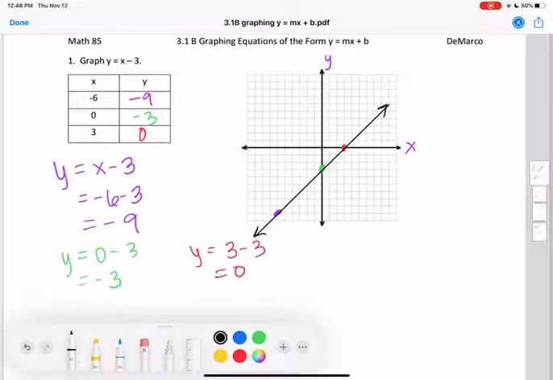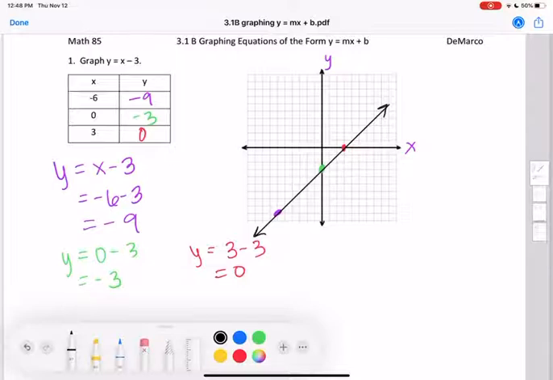All right, so when I plugged in 0, I got negative 3. When I plugged in 3, then I got 0. I went ahead and plotted those points, connected them up with a line, with a straight edge, put the arrows on the end, and that one is done.